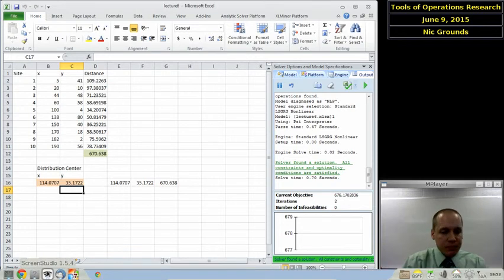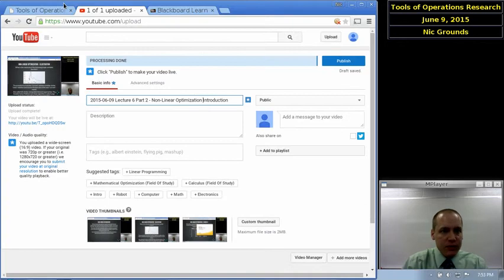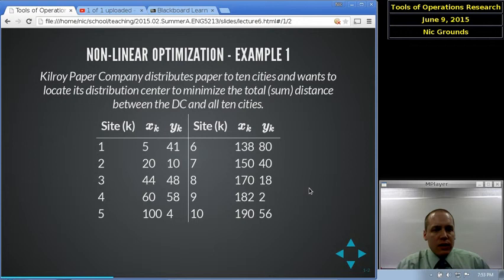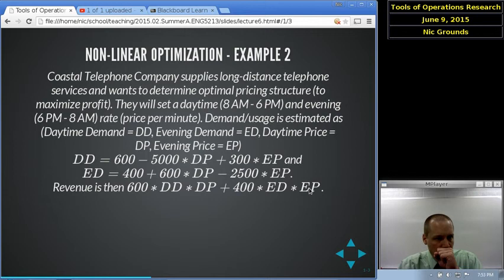Okay, so let's move on and talk about another kind of problem. So that was our first example of nonlinear optimization. Let's look at one more. In this case, we have a telephone company that supplies long-distance telephone services. I don't even know that these still exist these days, but let's imagine they do. So you have to pay a company to be able to call long distance on your home phone. And they have two different rates, that is, price per minute that they charge. One for daytime, which they defined as 8 a.m. to 6 p.m., and one for evening, which is the opposite, everything else.